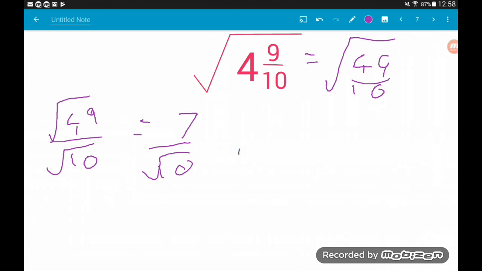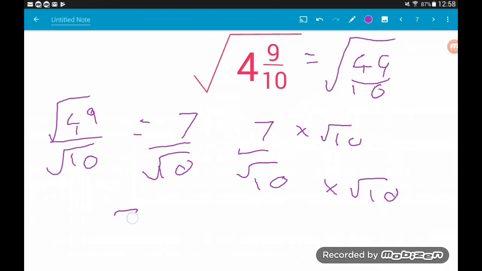Now we never want a surd on the bottom of a fraction, so our final job here, again, is to rationalize the denominator. So to do that, we multiply the top and the bottom by root 10. So let's write that in on the bottom as well, root 10. So our final answer is going to be 7 root 10 all over 10. So the square root of 4 9/10 can be written or simplified to 7 root 10 over 10.